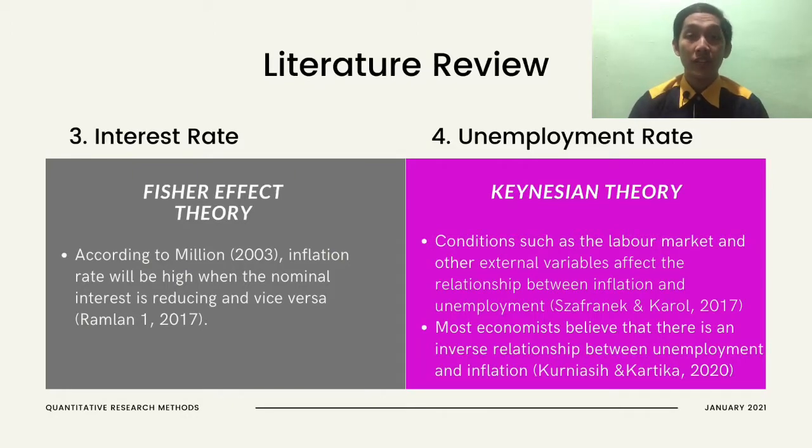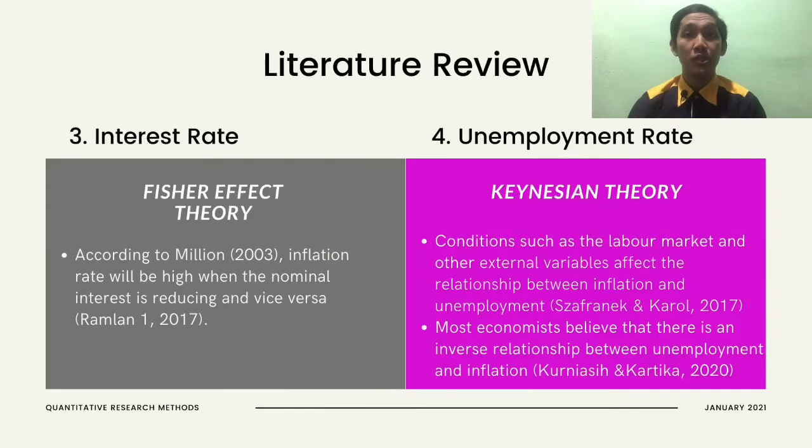Thirdly, we have interest rate. The theory that we use to see the relationship with inflation is Fisher effect theory. According to Millian 2003, inflation rate will be high when the nominal interest is reducing and vice versa, by Ramlan 1st, 2017. The fourth one is unemployment rate.